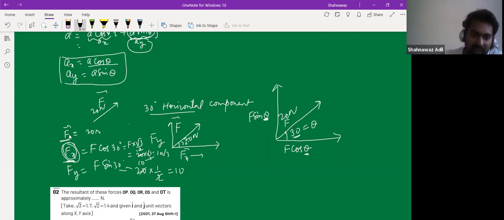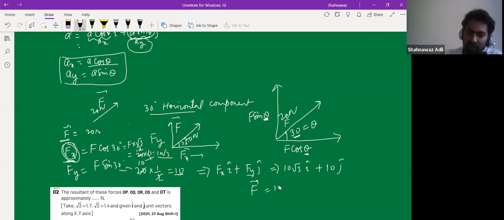So if I write this F in the Cartesian form, what will it look like? So you have Fx i plus Fy j. So Fx we calculated 10 root 3 i hat plus Fy we calculated 10. So this is 10 j hat. So this F is 10 root 3 i plus 10 j hat.